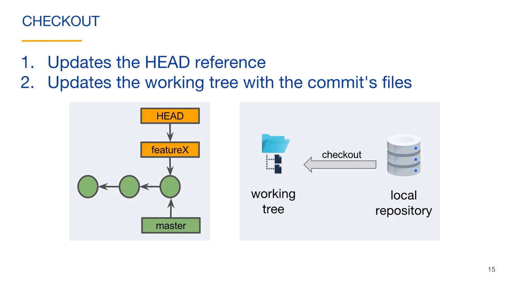The second thing that checkout does is it updates the working tree with the files from the checked out commit. Once you have checked out a branch, you can work on and commit to the branch. In this example, the feature X label points to the same commit as the master branch label, so at this point the working tree files will be the same for both branches.